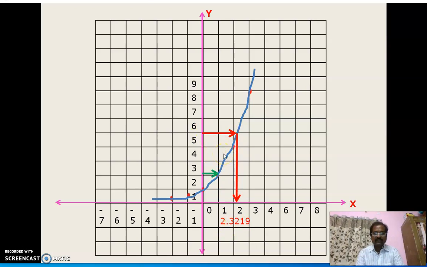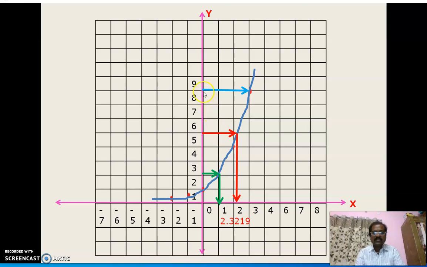Another condition we can see: y is equal to 2. What value of x? This is 1, x is 1. So in this exponents and logarithms, we see they are interrelated: 2 to the power of 2.3219 is equal to 5. In the same manner, log 5 to the base 2 is equal to 2.3219. In the same manner, 2 to the power of 1 is equal to 2, log 2 base 2 is equal to 1.